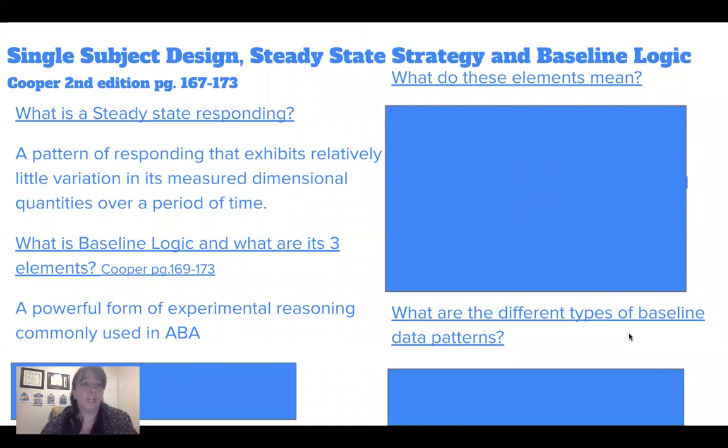All right, so I'm going to move on to single subject design, steady state strategy, and baseline logic. This is just pretty much an overview. If you guys want to learn more about it, go to pages 167 to 173 of Cooper, okay? So what is steady state responding? This is a pattern of responding that exhibits relatively little variation in its measured dimensional quantities over a period of time. Who wants to elaborate on that?